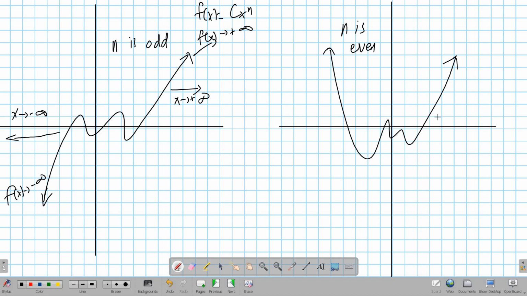On the other hand, if n is even, as x approaches positive infinity, the f of x values tend to approach positive infinity. And even on the other side, as x approaches negative infinity, their values still go up to positive infinity. This is the application of infinite limits at infinity, the end behavior of polynomial functions.